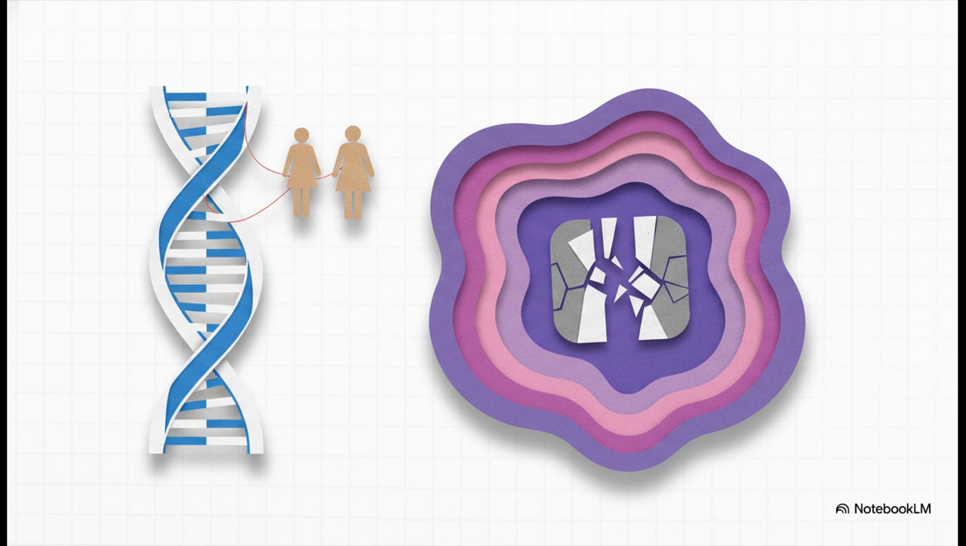Because the inheritance pattern is X-linked, this means that males, who obviously only have one X chromosome, typically develop the full, devastating clinical disease. Females, on the other hand, who carry one mutated gene, might remain completely asymptomatic in childhood, but they can develop milder neurological symptoms much later in life due to X chromosome inactivation.